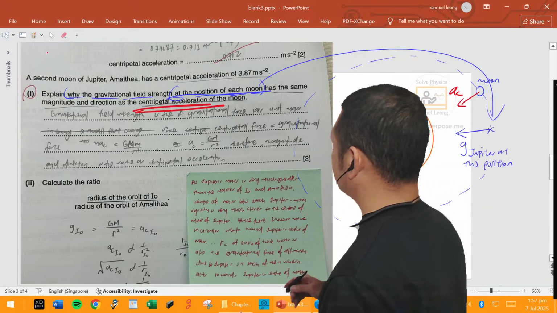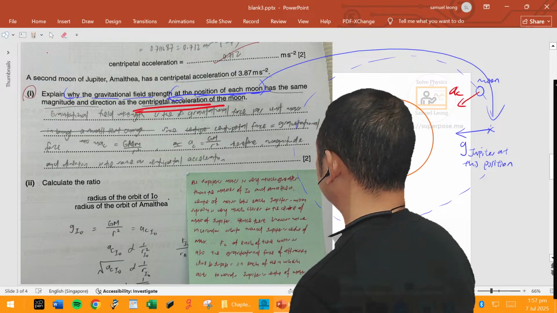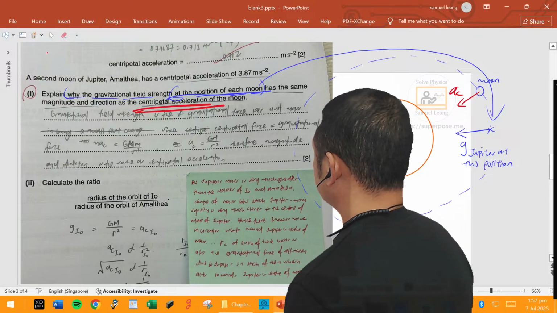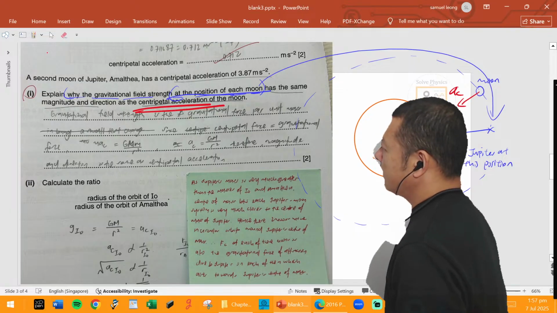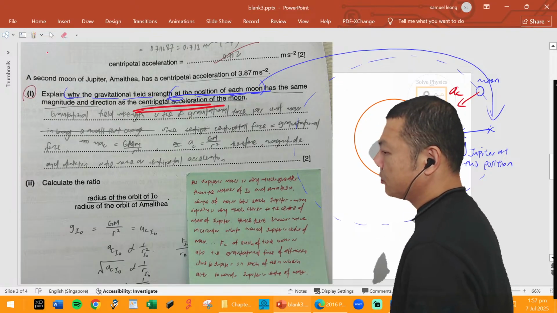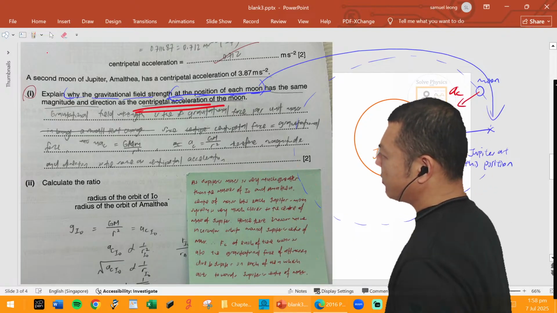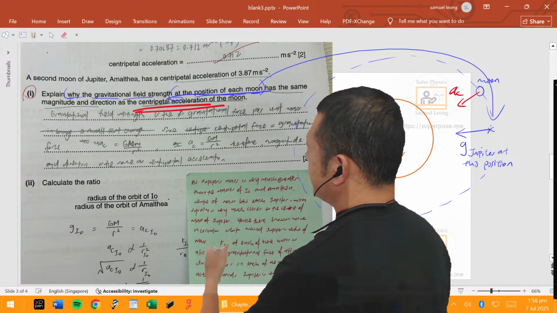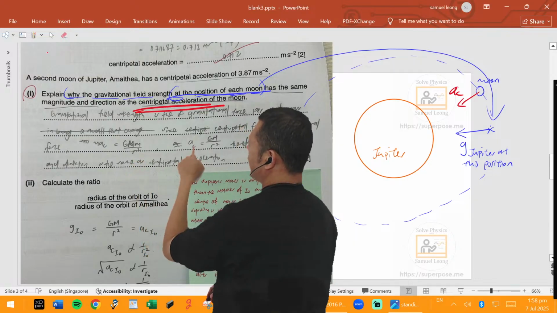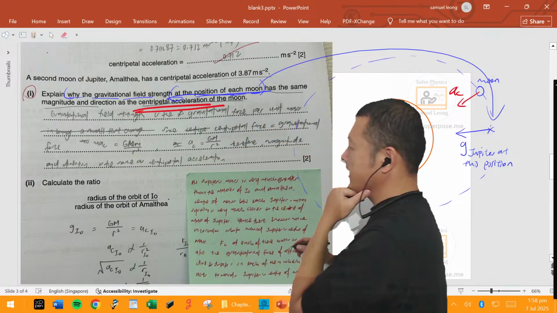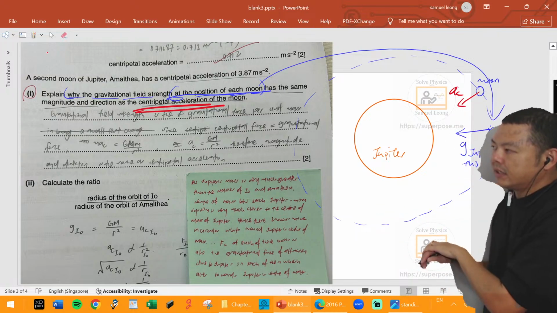I don't know how you explain it. I guess nowadays I hear a lot of the students tell me that the teachers say that you can actually just show the equation and explain. So there's nothing wrong with what you're doing here. You just say the centripetal force MAC equals GMM over R squared, and then AC equals GM over R squared, and therefore the centripetal acceleration is equal to the G field strength. Then the answer is okay. Yeah, I think this is okay.